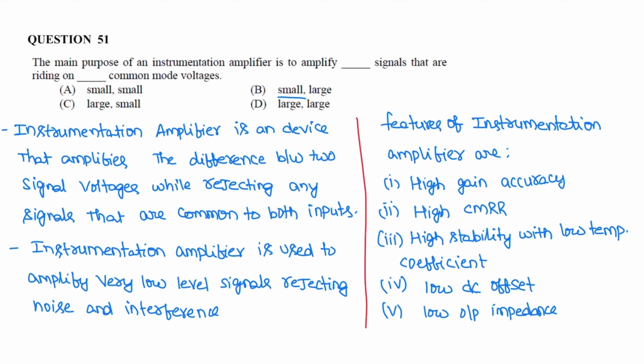51st question. The main purpose of an instrumentation amplifier is to amplify the small signals that are riding on large common mode voltages. The correct option is B. An instrumentation amplifier is a device that amplifies the difference between two signal voltages while rejecting any signals that are common to both inputs.